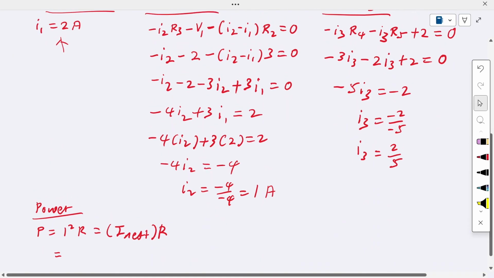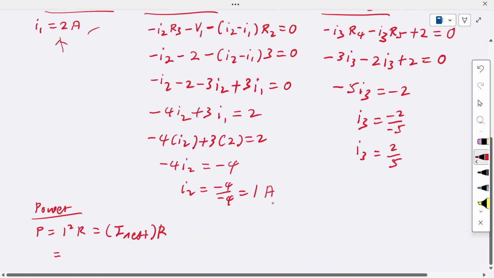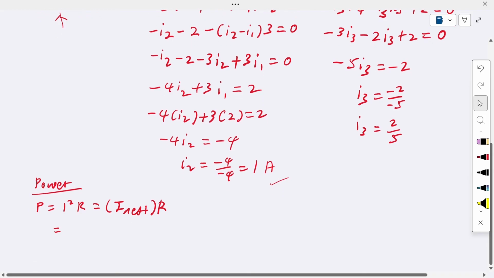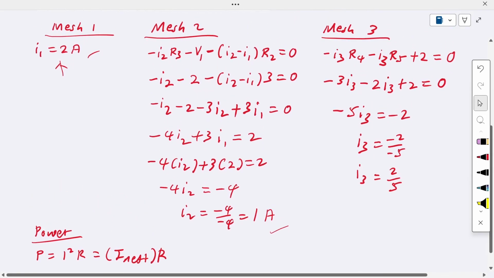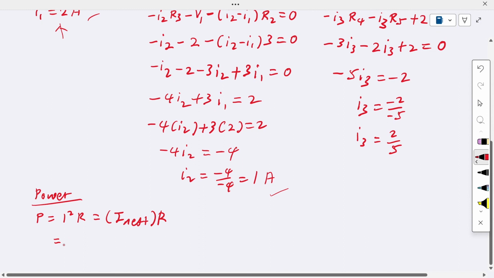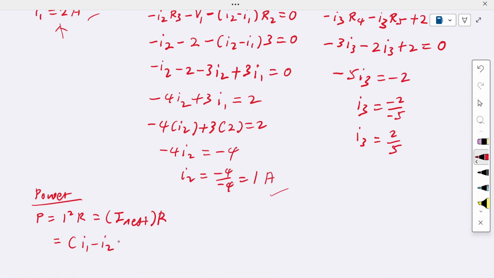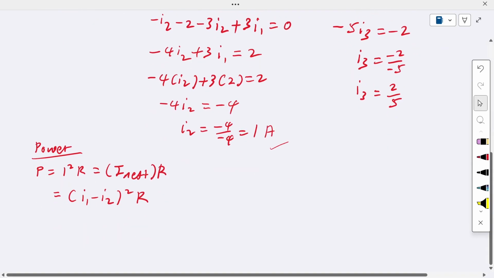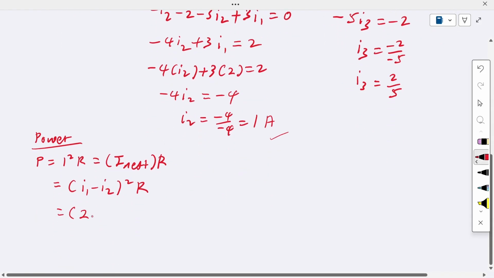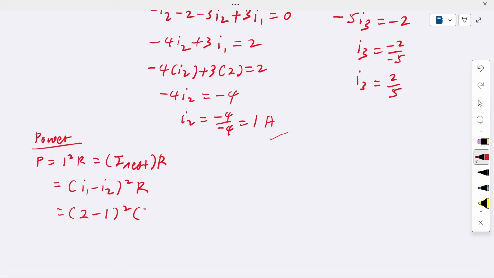So I1 we know is 2 ampere, minus I2, 1 ampere. So that means here we have I net equal to I1 minus I2, squared, times R. So we substitute the values. I1 is 2 ampere, I2 is 1 ampere, put that squared, and times the resistor, which is 3 ohm. So it's 1 squared times 3, so you get 3 watt.